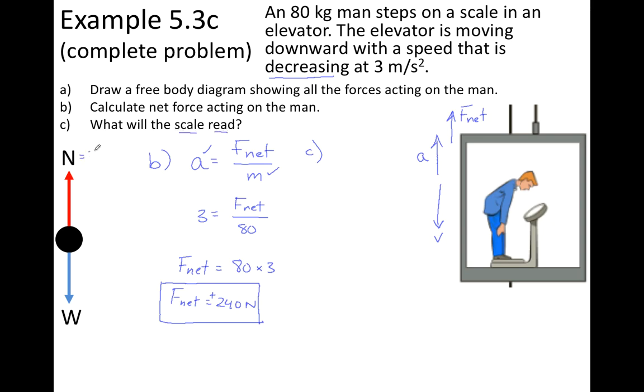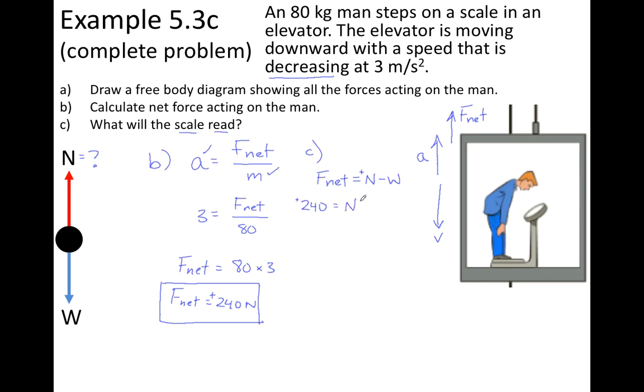And the scale will read what normal force it's exerting on the man. So we can calculate what the net force is by adding up all the forces acting on the man. It'll be the normal force minus the weight force. Normal force gets a positive sign because it's acting upwards, and the weight gets a negative sign because it's acting downwards. So I know the net force is a positive 240 because that is upwards.